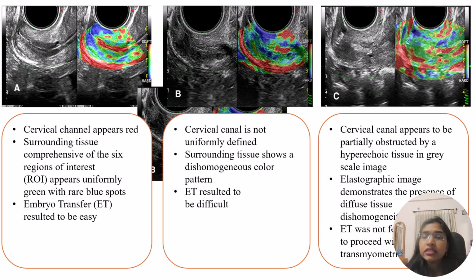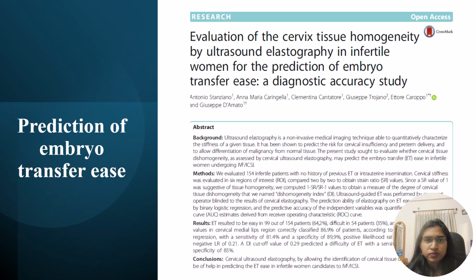In the third case, the cervical canal appears to be partially obstructed by a hyperechoic tissue in the grayscale image, and the elastographic image demonstrates the presence of a diffuse tissue dishomogeneity. So ETA was not successful with transfer by that route, so they did transmyometrial embryo transfer in such a case.